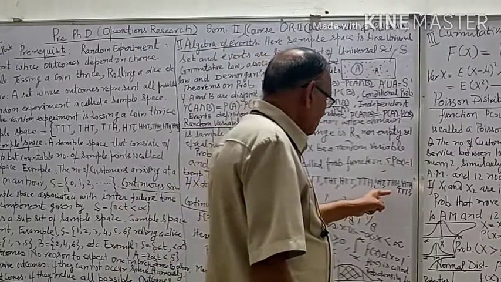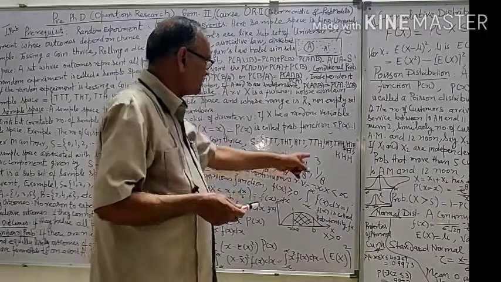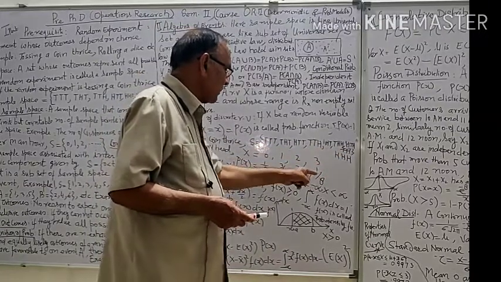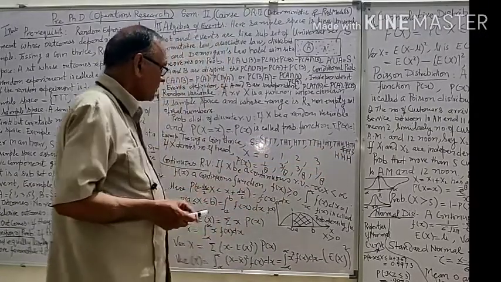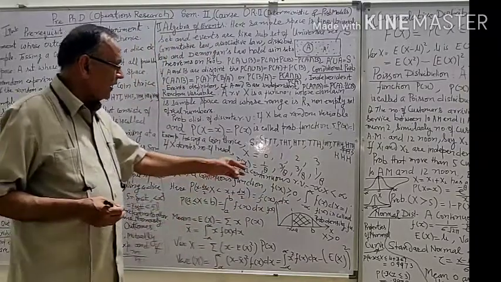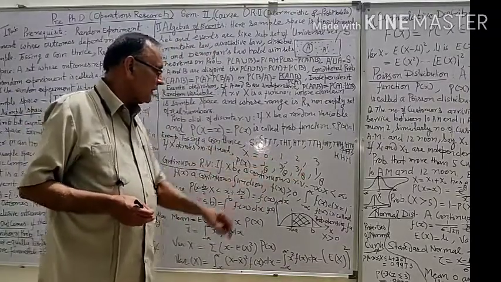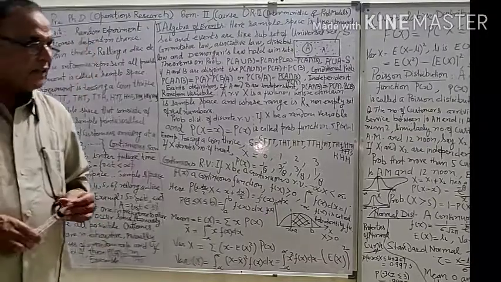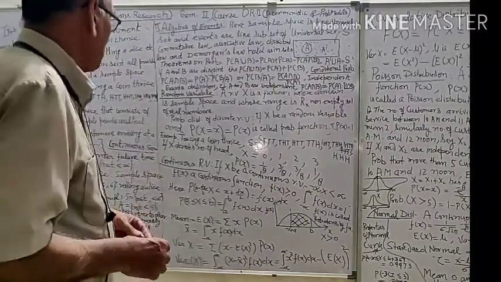This is h. This number is 3. Again only 1 point favorable, so the required probability is 1 by 8. And then you can add all these probabilities, you will get 1. So this is the case of discrete random variable.